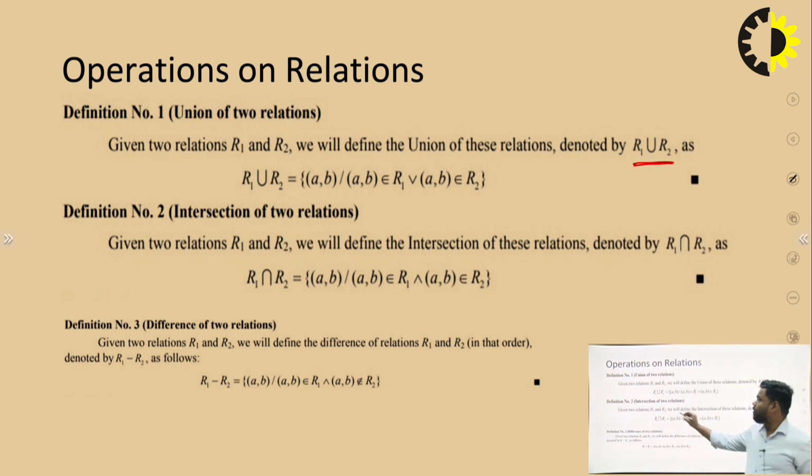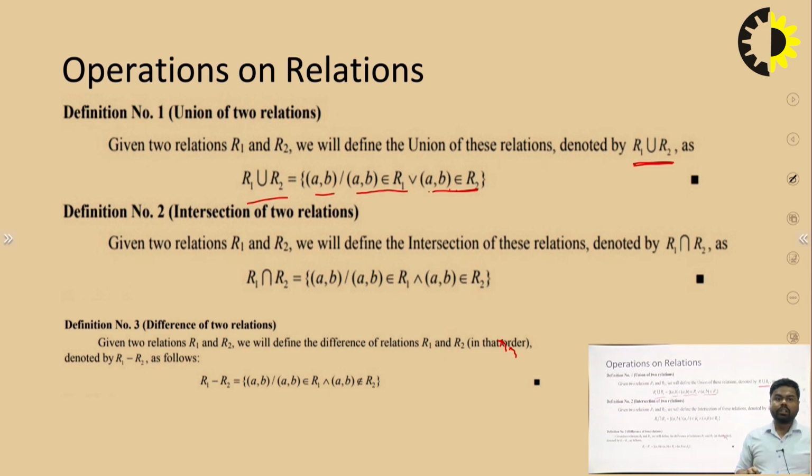So the formula of R1 union R2 is (a, b) such that (a, b) belongs to R1 or (a, b) belongs to R2. R1 union R2 means (a, b) is related by R1 or by R2. You can show these operations with a Venn diagram also. If a numerical is given, where sets and relations are given, you can find the union.